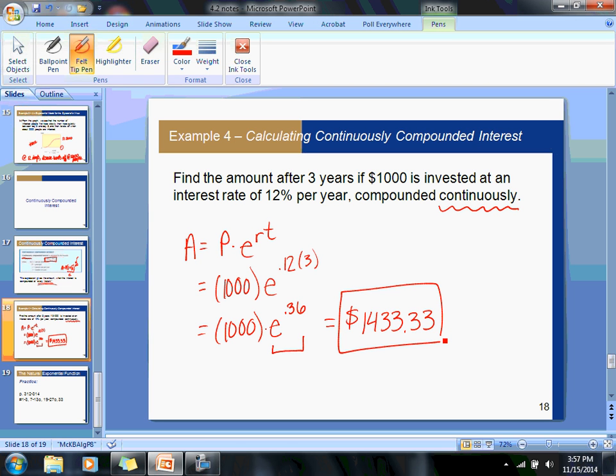The students who miss these types of problems are the ones who just type it in the way it looks, 1000 e 0.36, and hit enter, and the calculator doesn't do the correct order of operations because you haven't told it what to do. So if you type this into your calculator correctly, you should get $1,433.33.